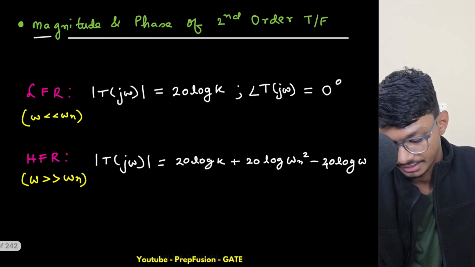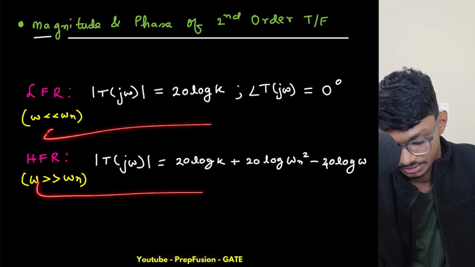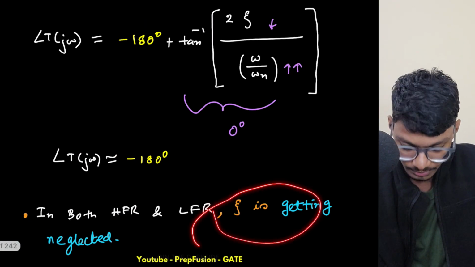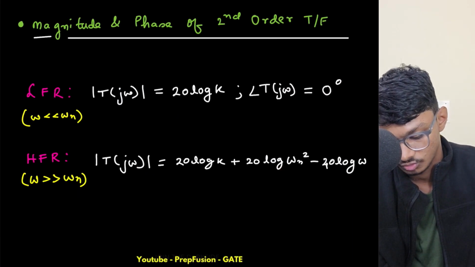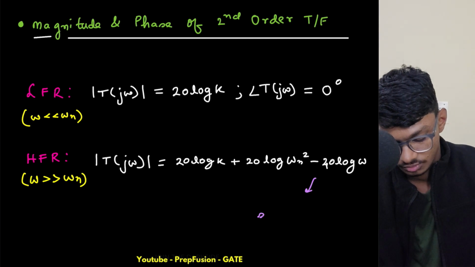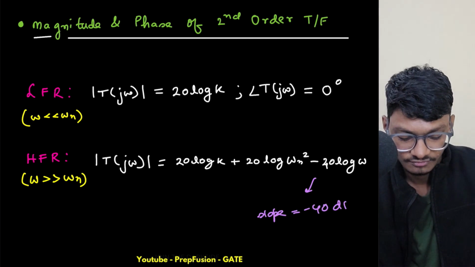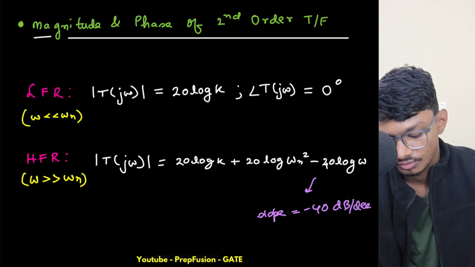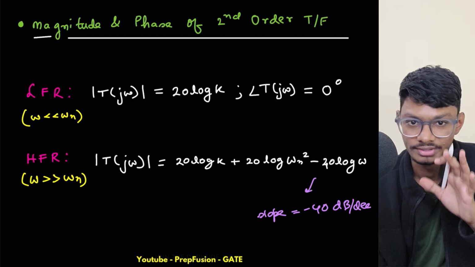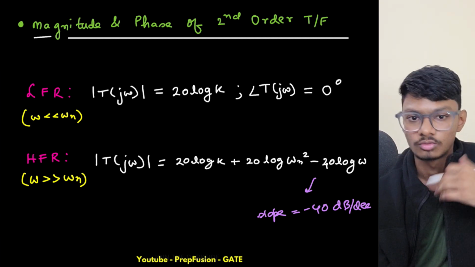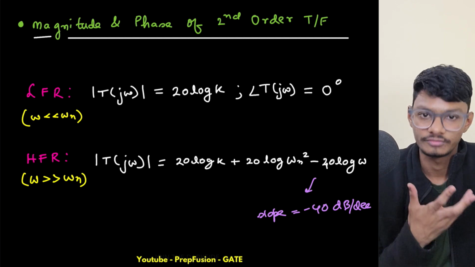So here, I've written the summary. Okay, what happens at the low frequency region and high frequency region, and from here we can understand that the slope is minus 40 dB per decade. Now what is the interesting fact here? What is the corner frequency? You said that our roots will be complex conjugate if zeta is between 0 to 1. So if our roots are complex conjugate, then what will be the corner frequency?